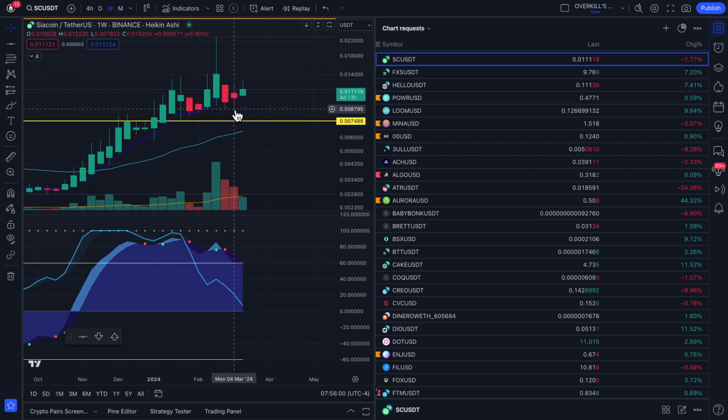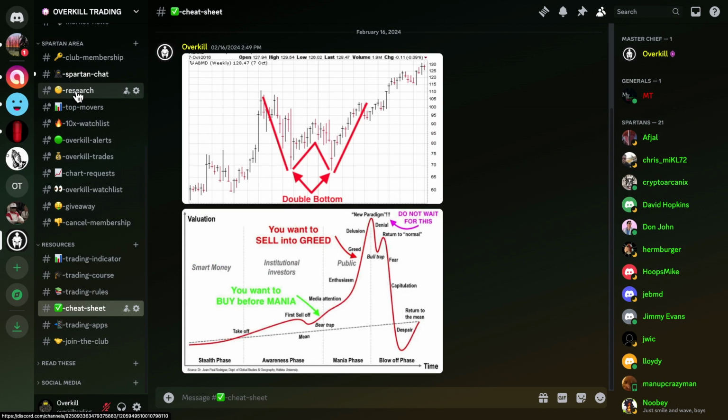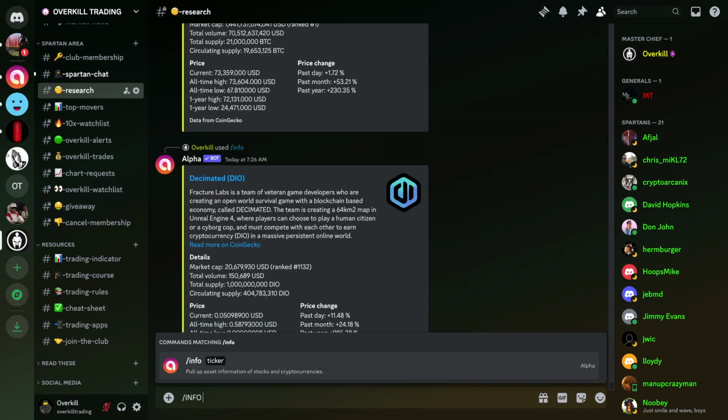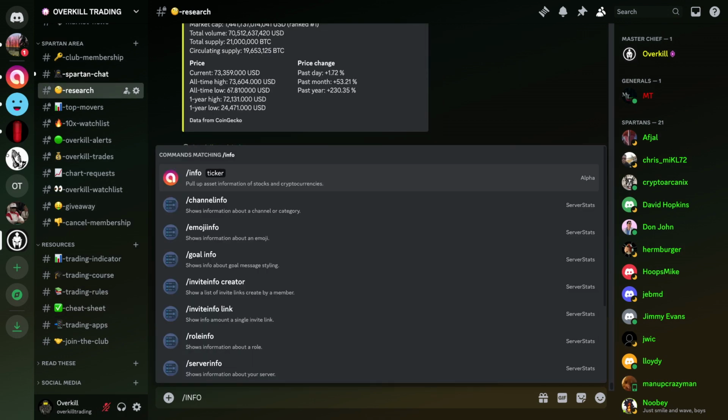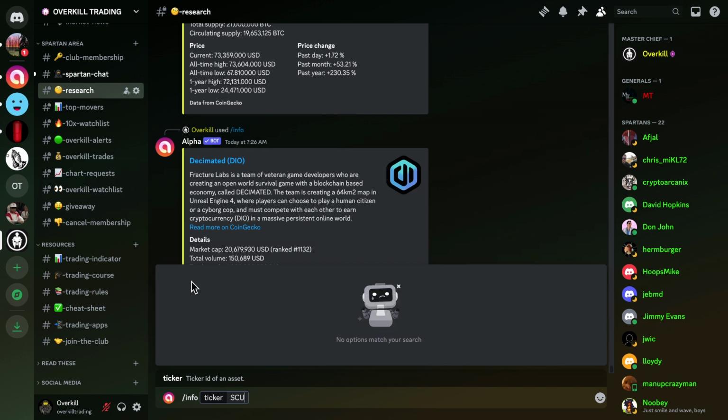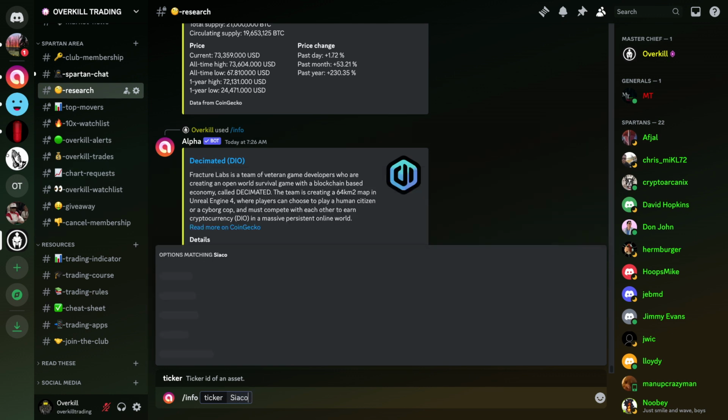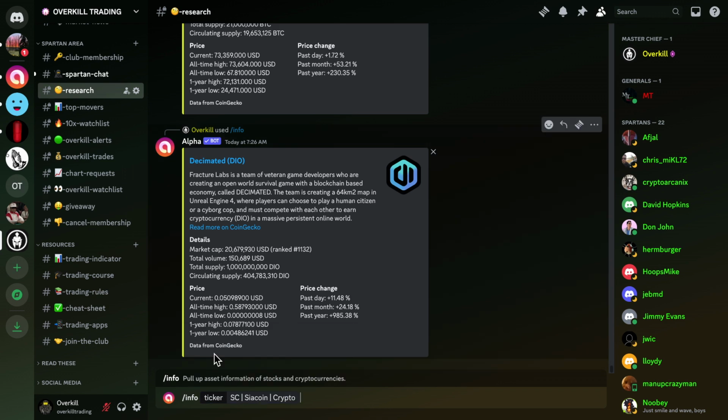That's a massive wick candle right there. Okay, they tried to flush it. Buyers stepped in and sucked it right back up. I'm going to look up this one real quick. And again, you guys have full access to this tool as well that you can use. There it is, SC.